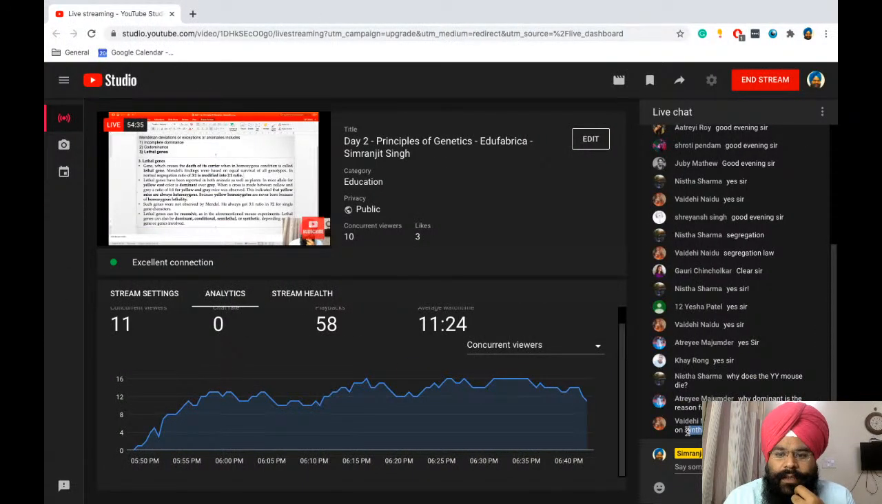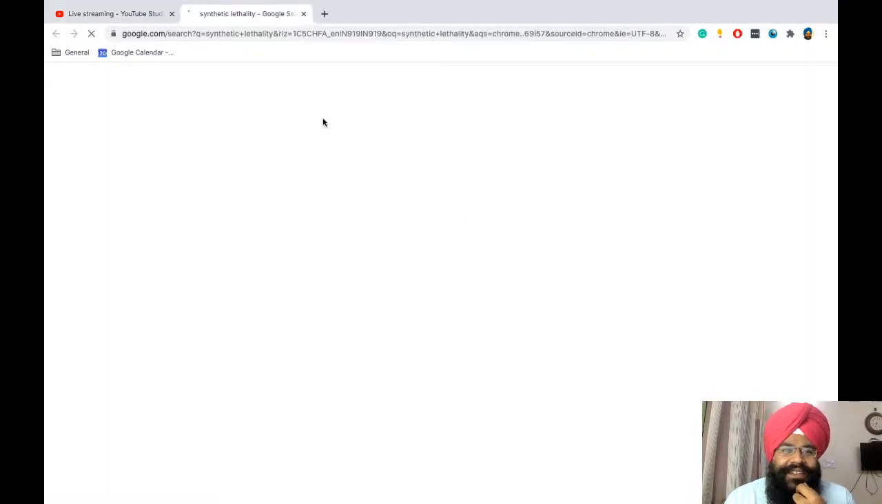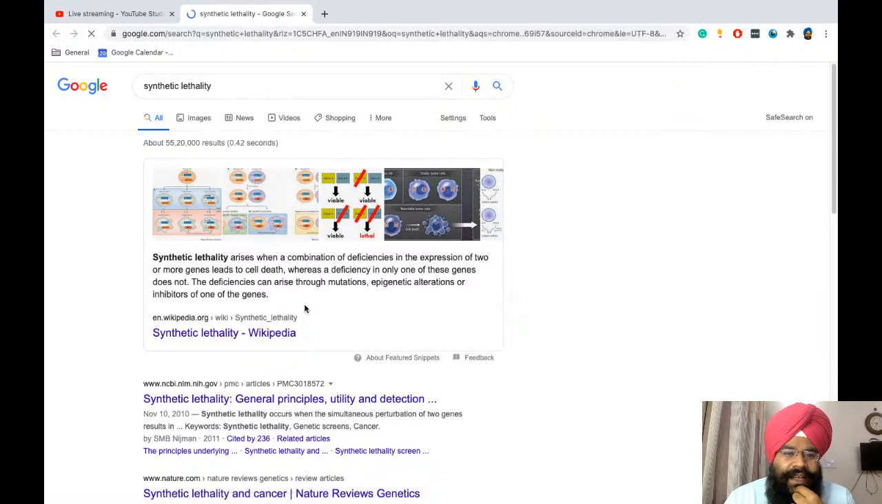Synthetic lethality, that's a good question. Let's Google it. Synthetic lethality arises when a combination of deficiencies in the expression of two or more genes leads to cell death, whereas a deficiency in only one of these genes does not. These deficiencies could be through mutations, epigenetic alterations, or inhibitors of one of the genes. Okay.